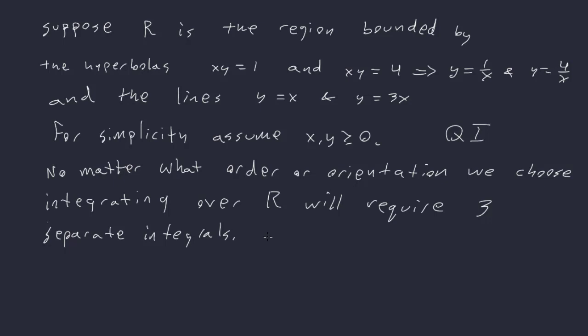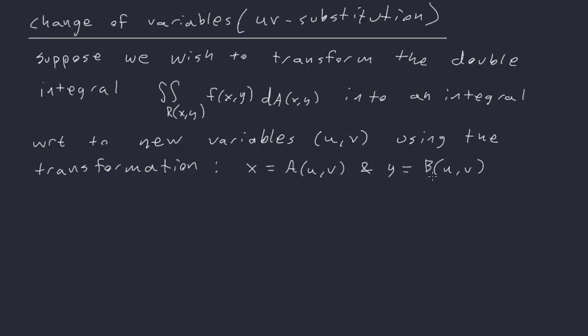Okay, so this leads us to change of variables, a UV substitution. To write it in general terms, suppose we wish to transform the double integral over R, which is in terms of x and y, of f of x, y dA, into an integral with respect to two new variables u and v using the transformation x equals a of u, v and y equals b of u, v.